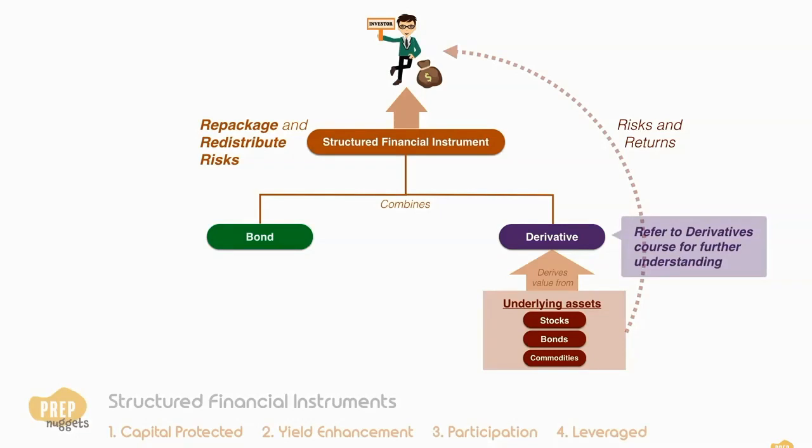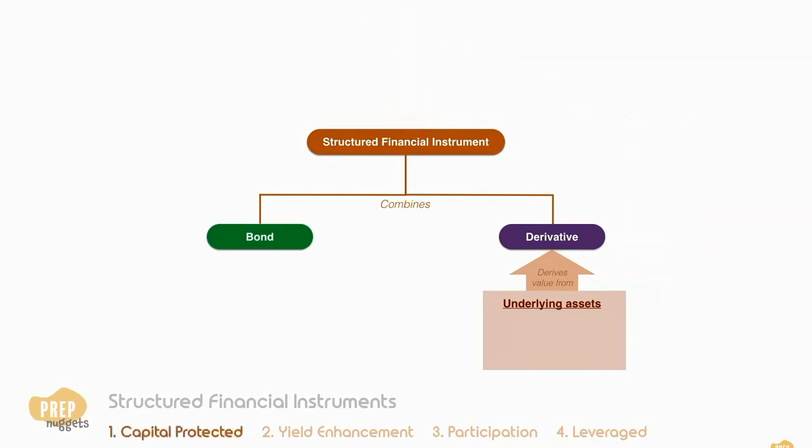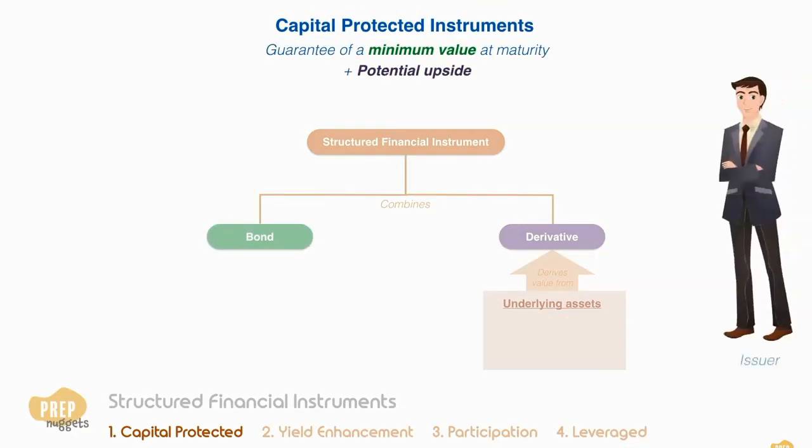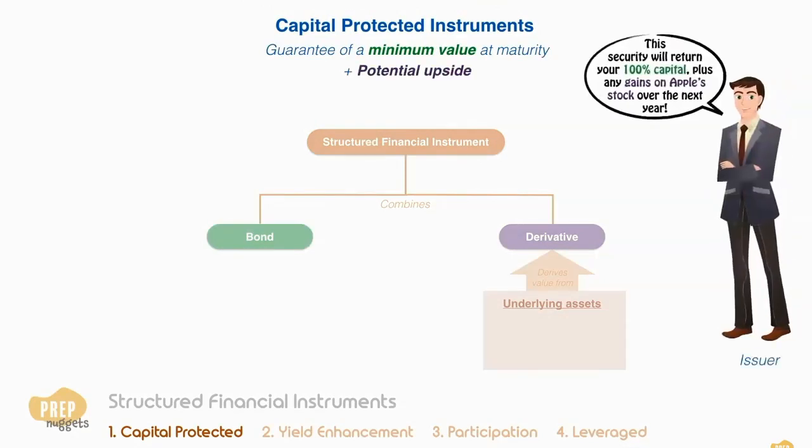The CFA curriculum categorizes such structured financial instruments into 4 broad categories. The first category is capital protected instruments. Such an instrument offers a guarantee of a minimum value at maturity as well as some potential upside gain. For example, an issuer can promise to return 100% capital after 1 year plus a percentage of any gains on Apple stock over the year.